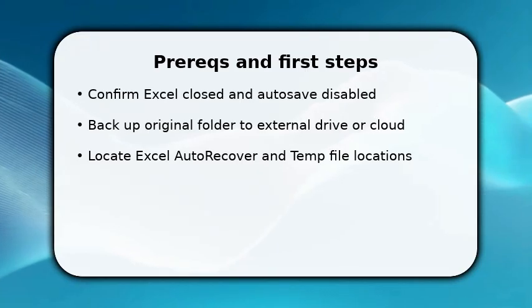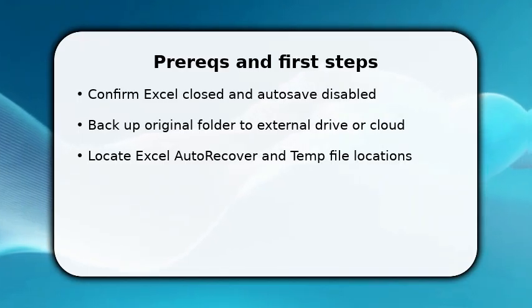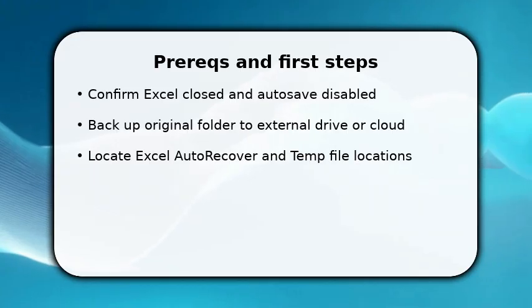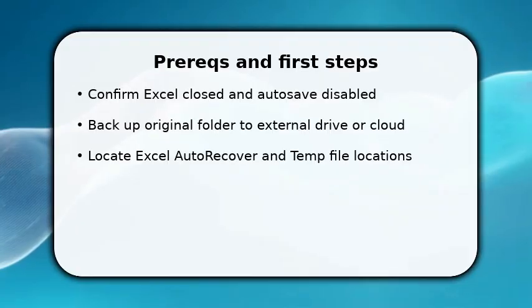Enjoy the video. You start by confirming Excel is fully closed and autosave turned off so temporary recovery files stop regenerating. Next, copy the folder containing the workbook to an external drive or cloud to preserve a fallback. Then open File Explorer and navigate to the Auto Recover path and the System Temp folder. These are where Excel keeps recovery versions and TMP files.